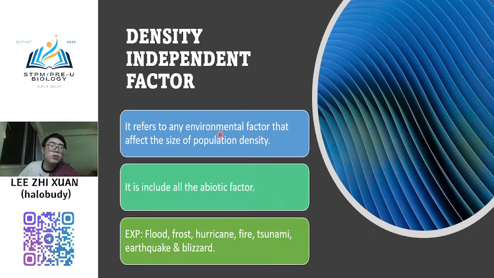So this one normally includes all the abiotic factors. Normally the examples are flood, disaster, tsunami, earthquake, blizzard, or hurricane. All this lah. Memang kami tak boleh control. Memang dia occur naturally. Dia akan occur, memang occur. Kami tak boleh control.